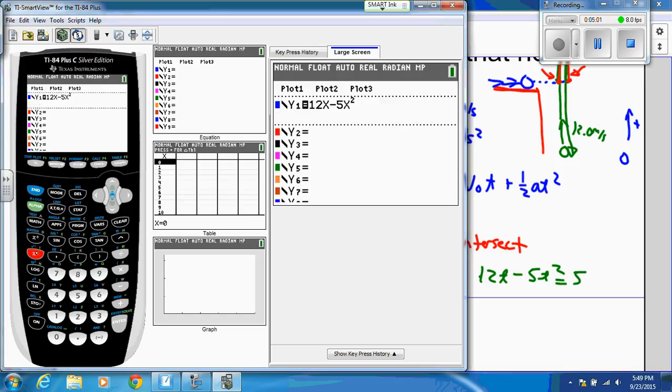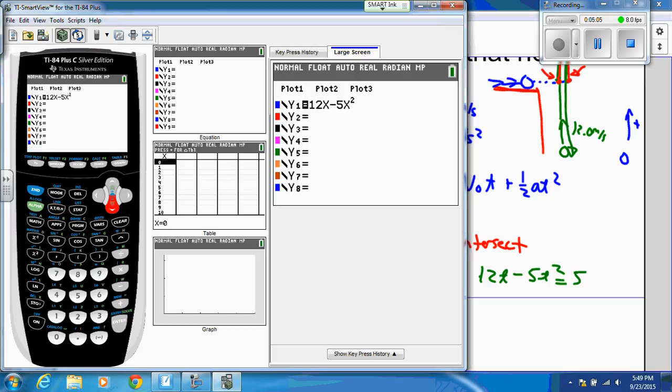12x minus 5x squared is our left-hand side. And now the right-hand side of that same equation is 5. So y2 is going to equal the right-hand side. Again, our slogan: y1 equals the left-hand side, y2 equals the right-hand side. Now, I'm going to need to set my window size so that the intersection points are clearly visible.